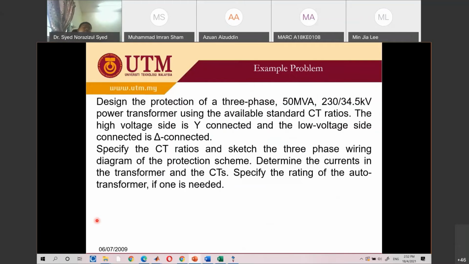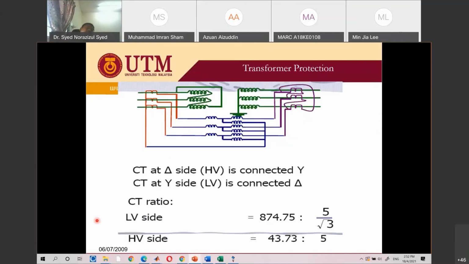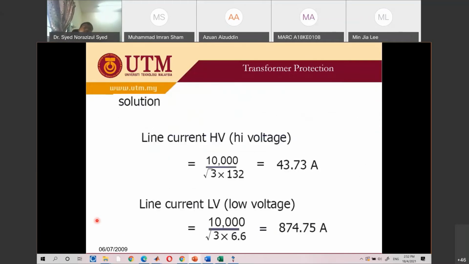Doktor, ada soalan. Yang tadi tu, yang before ni, dia bagi cert 3 sebab dia punya delta Y connection. No, this is because it's a 3-phase system. Oh, okay. Because for the 3-phase system, P is equal to cert3 IV.